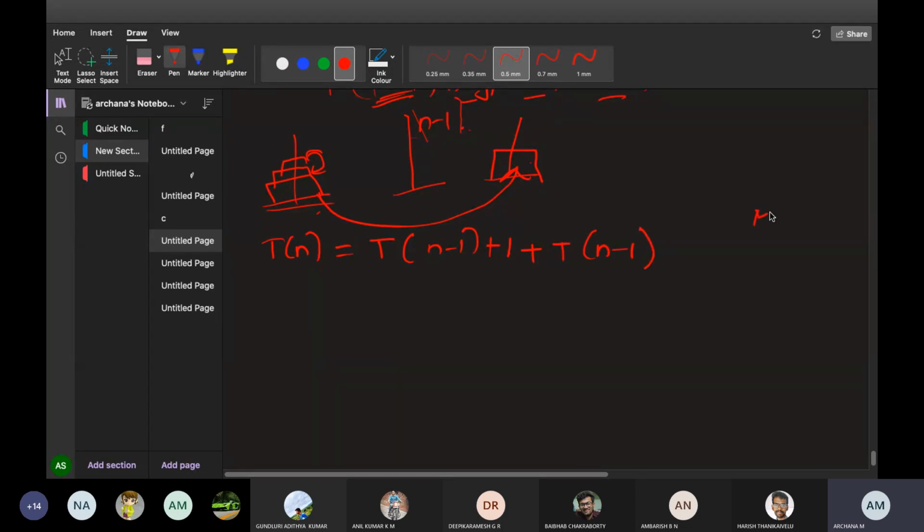And we have to write a stopping condition. Always see to that there should be a stopping condition. T of 0 is equal to 0. T of 1 is equal to 1, because this will be a stopping condition for a Tower of Hanoi. This is the formula. Now evaluate this with backward steps.